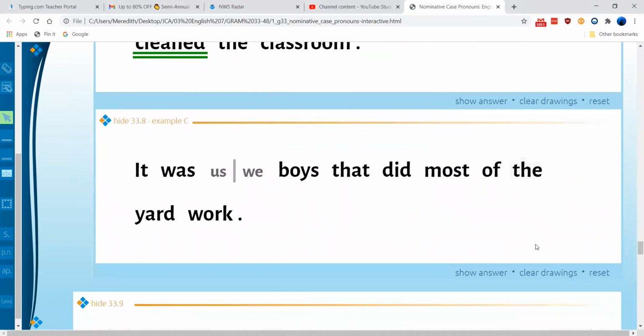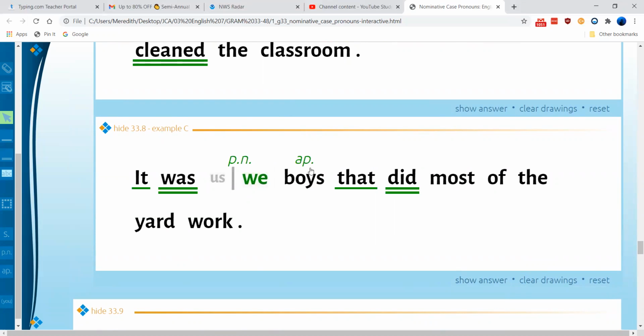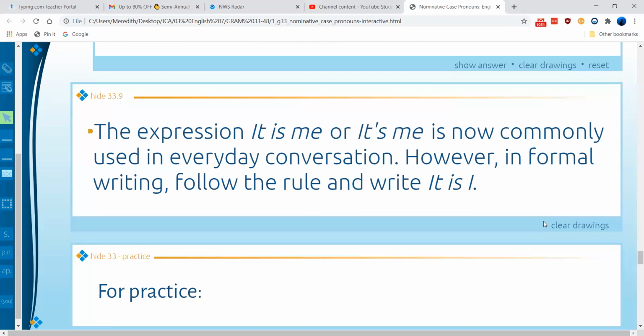Okay. And then our last example for this one, it was we boys that did most of the yard work. So again, just take out that appositive. It was we that did most of the yard work. All right, last one here. The expression it is me or it's me is now commonly used in everyday conversation.